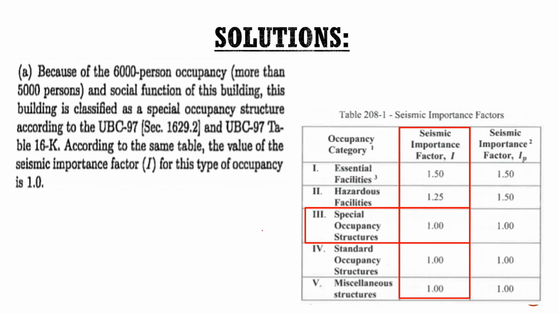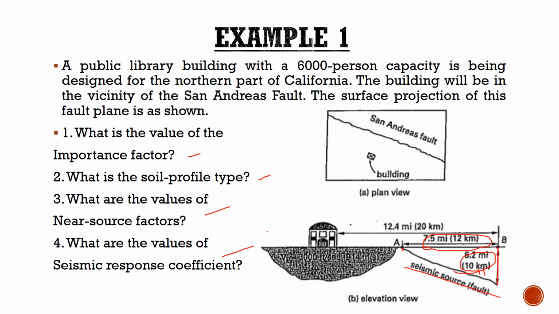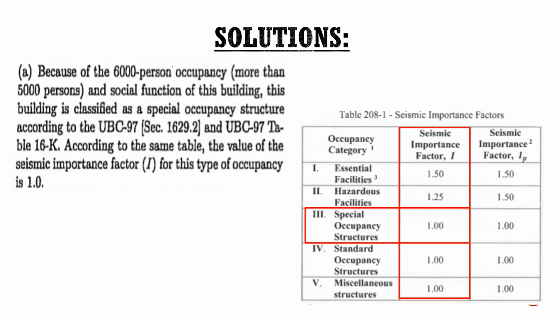Okay, so these are the solutions, guys. Because of the 6,000 person capacity, this is more than 5,000 persons. As discussed earlier, take note, the building is a library, a public library, guys. So for sure, this is not an essential facility. Also, this is not a hazardous facility. This is a social function of the building, then more than 5,000 persons. Based on the UBC earlier, this will fall in special occupancy structure.